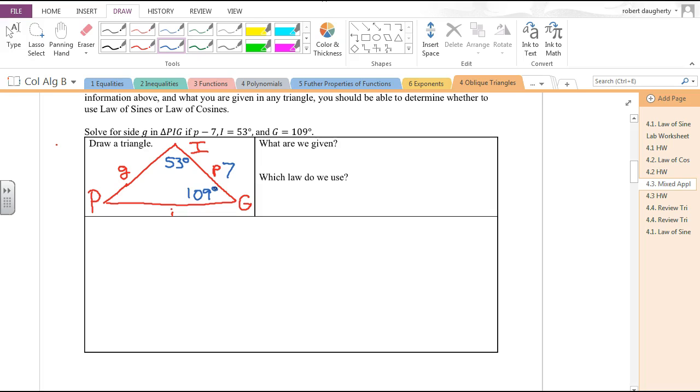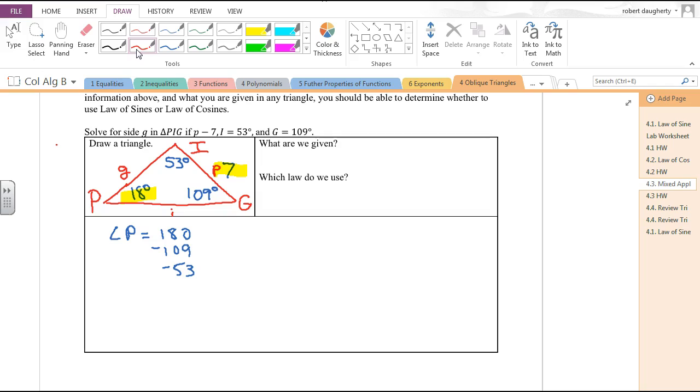No, but how hard is it to get this angle? That's about the easiest thing we've done. I can get that because it's 180 minus the others. So in this case, angle P is going to be 180 minus 109 minus 53. So that is 18. So angle P is 18, so this is 18 degrees. Because I have an angle and the opposite side, now I can use the law of sine. We want to solve for side G.